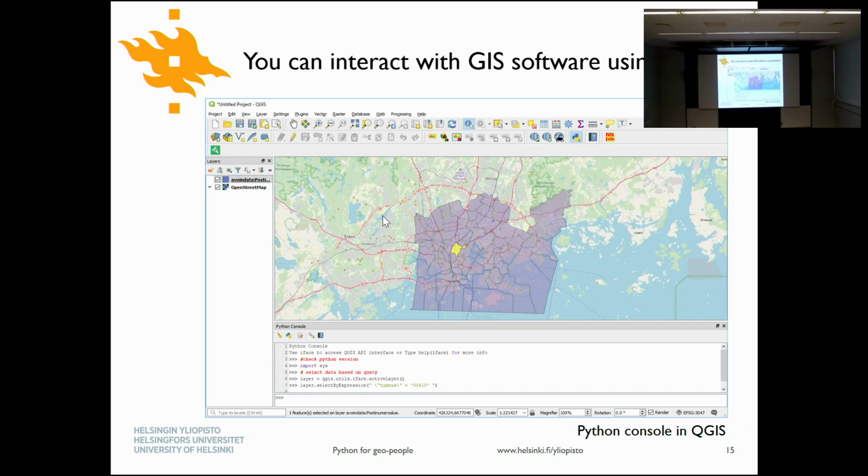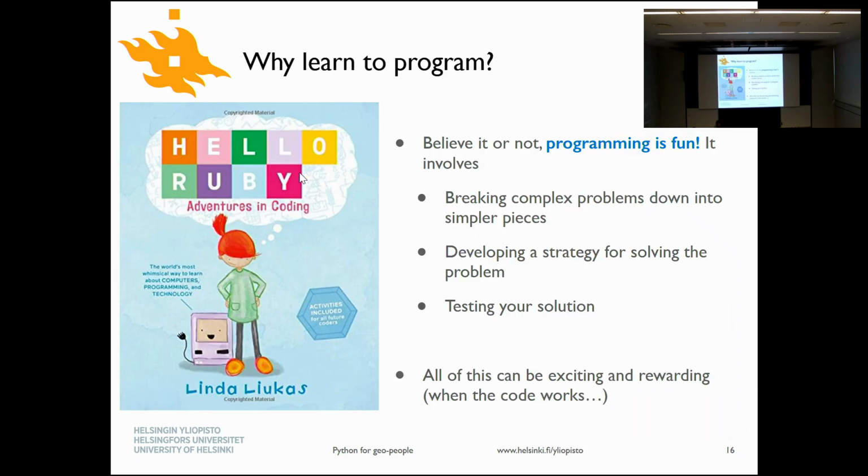This is a screenshot from QGIS, and this is how you can, for example, open a Python console in QGIS. You would benefit from the nice user interface that you are familiar with, and also you can add Python code there. So programming will not necessarily replace use of software, but it can very nicely complement it. In reality, that's the case, because all of us still like to use the software from time to time.